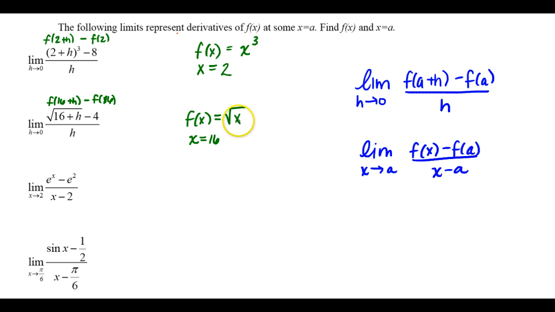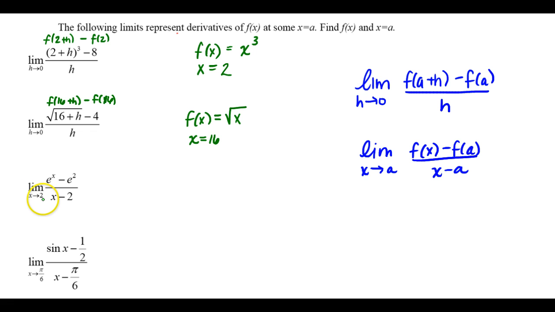And so taking 16 and putting it underneath the square root is going to give me the value of 4. So the numerator really is f of a plus h minus f of a, where a is 16. And now in these final two examples, we're going to be using this other definition of the derivative. And here we have the limit as x approaches 2.